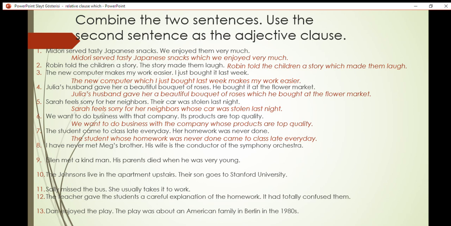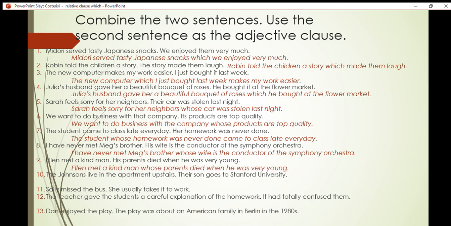8. I've never met Meg's brother. His wife is the conductor of the symphony orchestra. Whose wife? Meg's brother's wife. And I haven't met him. So, I have never met Meg's brother, whose wife is the conductor of the symphony orchestra. 9. Ellen met a kind man. His parents died when he was very young. Ellen met a kind man whose parents died when he was very young.